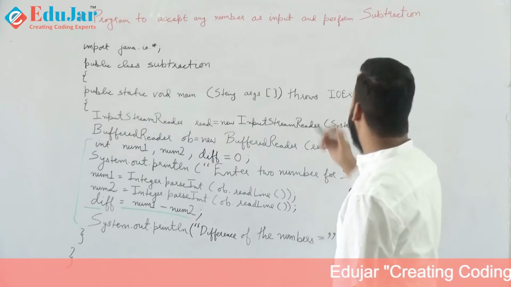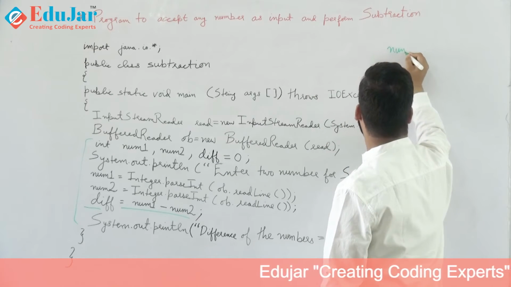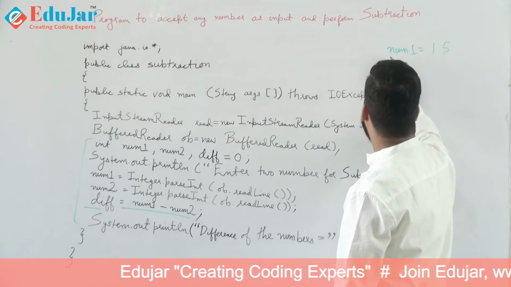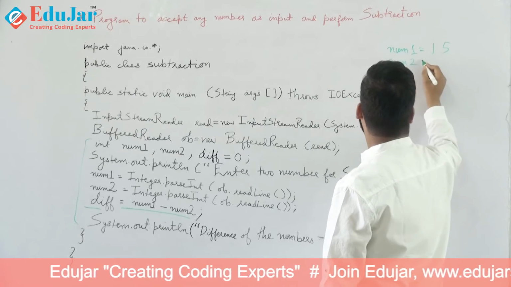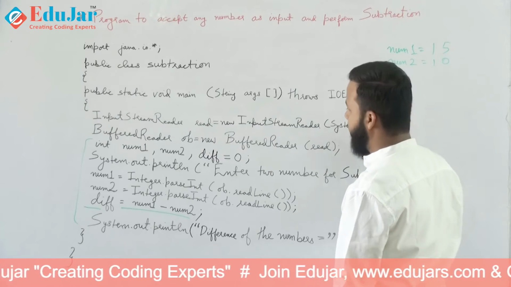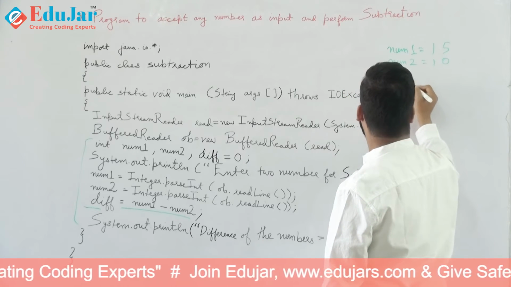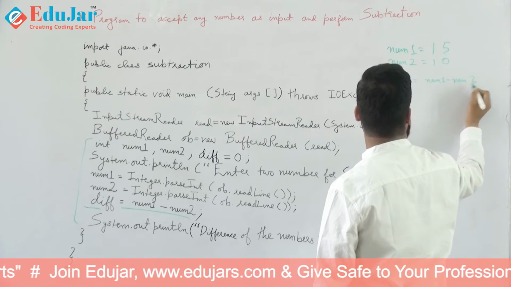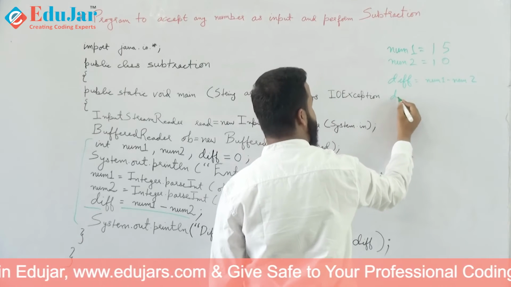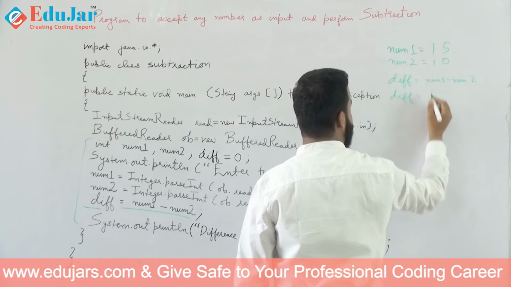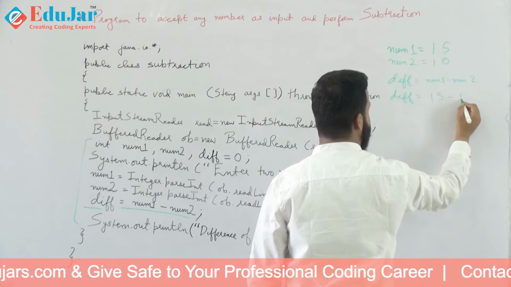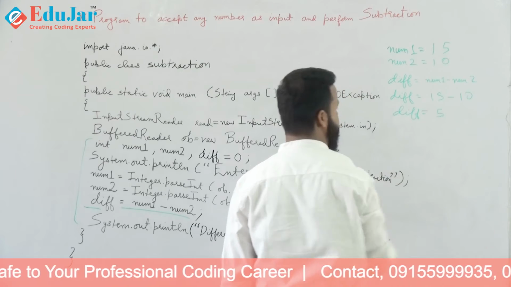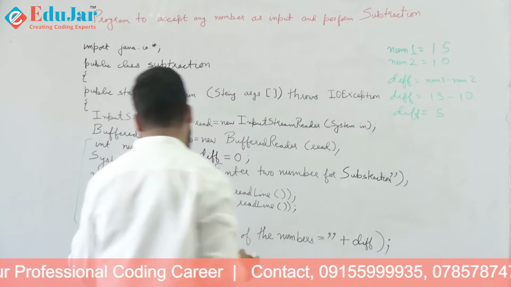Let me explain the same. Suppose in num1 the user has entered the number 15 and in num2 the user has entered 10. Then what will be the difference? Diff equals num1 minus num2, so num1 is 15 minus num2 is 10. What will be the answer? Diff equals 5. Likewise this operation gets executed.